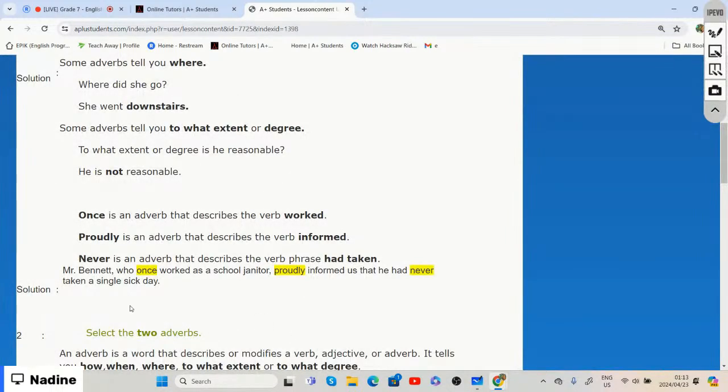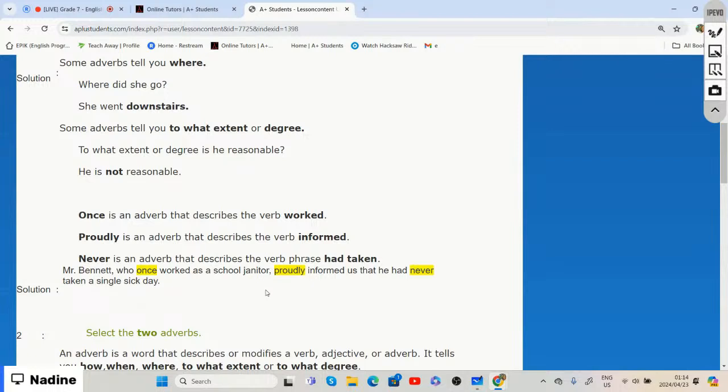And if we look at the sentence here, it says Mr. Bennett, who once worked as a school janitor, proudly informed us that he had never taken a single sick day. So, Mr. Bennett, who once worked as a school janitor, proudly informed us that he had never taken a single sick day. And the words in bold or the words in yellow are basically the adverbs.